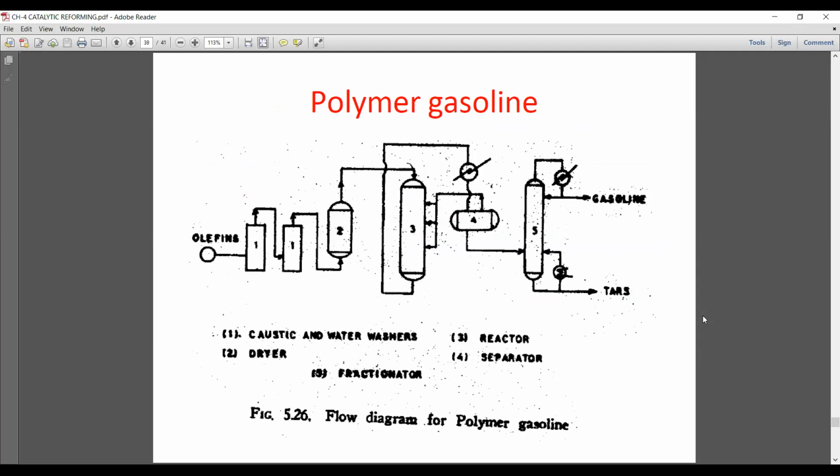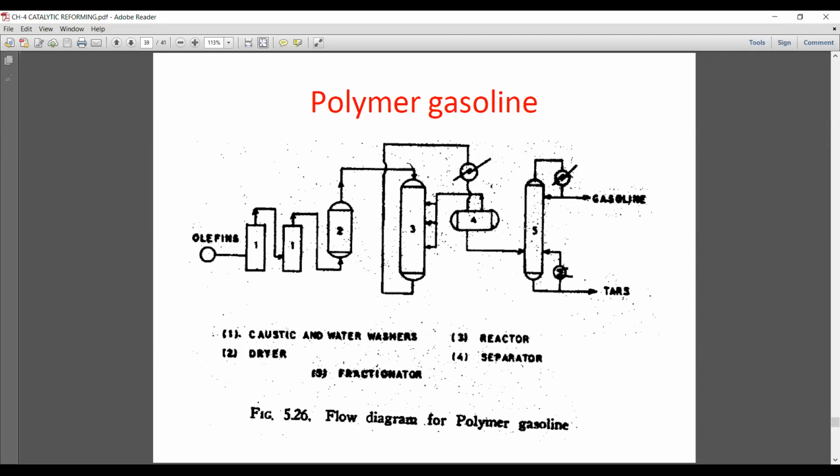So polymer gasoline, what? How do you get a polymer gasoline? First, your feedstock, which is your olefins, comes into the caustic and water washers. Then it goes into the dryer because it has been washed and needs to be dried. Then it goes into the reactor, which is fed with a catalyst, and from the reactor it goes into the separator, and from the separator it goes into the fractionator.